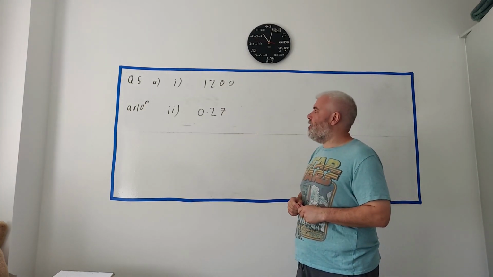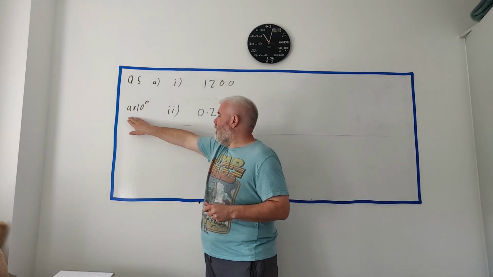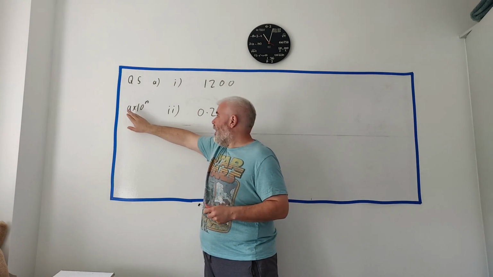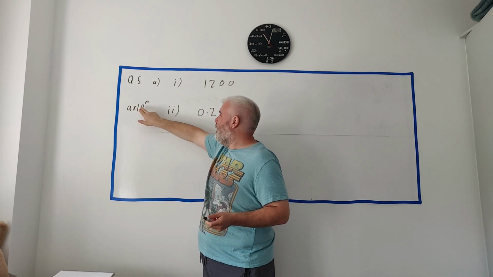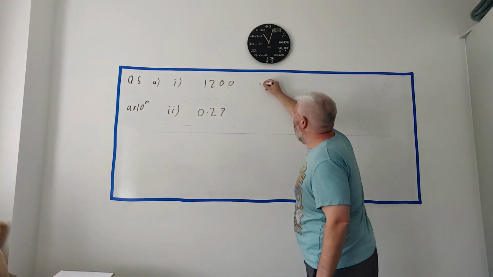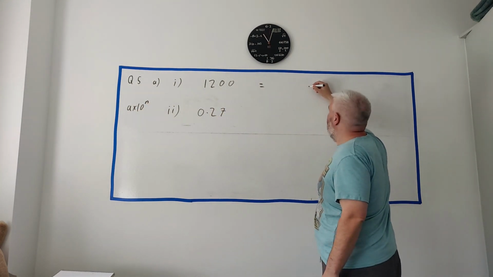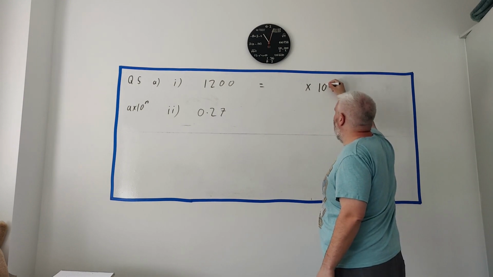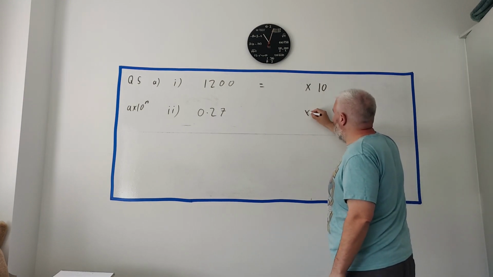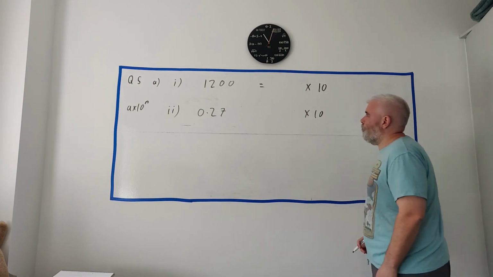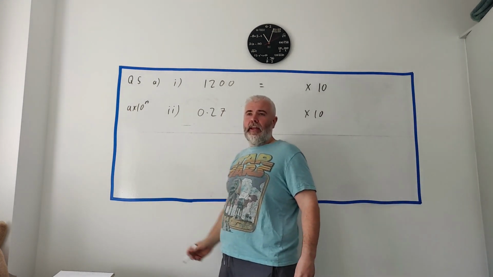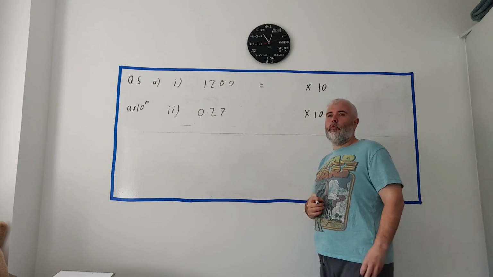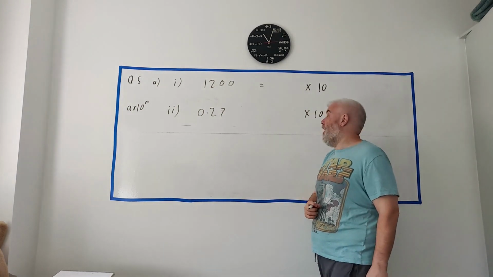Starting with part A, they tell us that they want the answer to look like this: a number multiplied by 10 to the power of something. So they want the answer to look like something multiplied by 10 to the power of something, and this one as well will look the same. That first letter here, A, needs to be between 1 and 10.